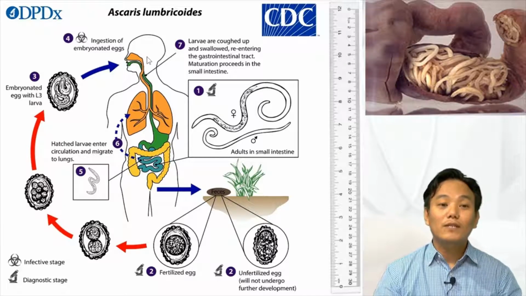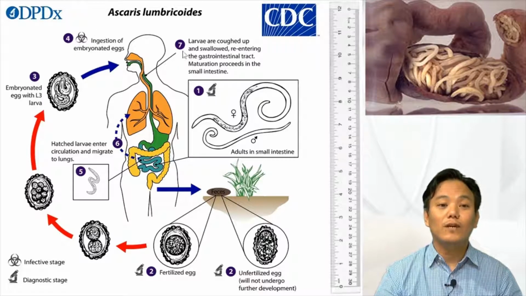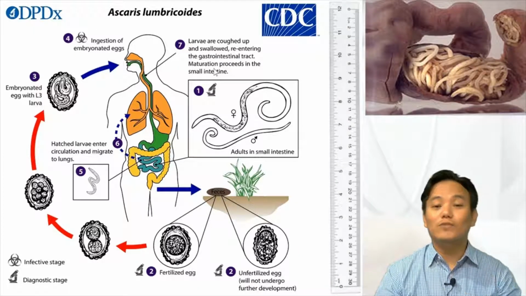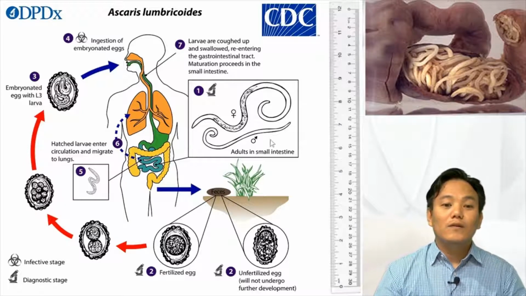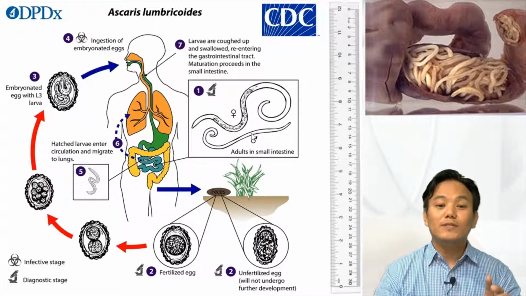Now let us take a look at the life cycle of Ascaris lumbricoides in order to understand the infection better. We will start from here, from number 1, where we have the adult male and female. Remember, this is a sexually dimorphic species.